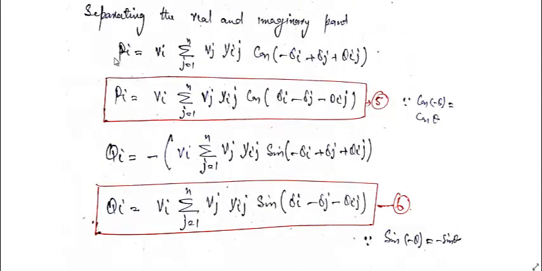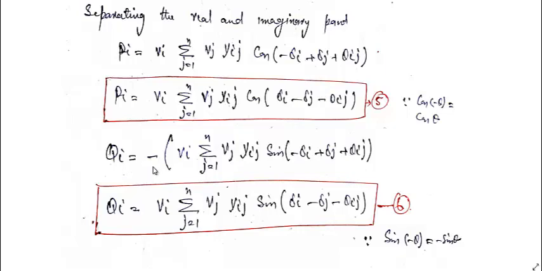Separating the real and imaginary part, Pi will be equal to Vi summation of j equal to 1 to N Vj Yij cos of minus delta i plus delta j plus theta ij. So I can take the minus common. It will be equal to cos of delta i minus delta j minus theta ij, because cos of minus theta is equal to cos of theta. Here there will be no change, only the angle will be changed. So I can write it in this form or in this form, because I wanted delta i to be first and it should be positive. So it will be like this.